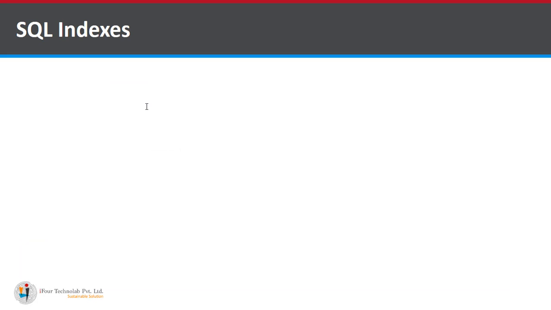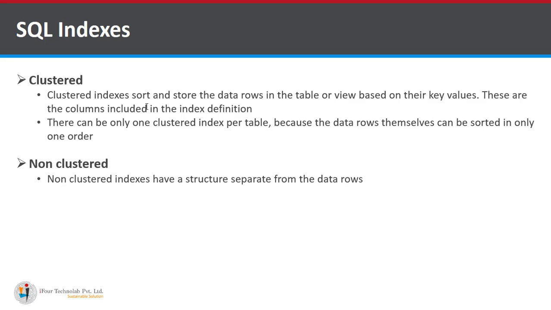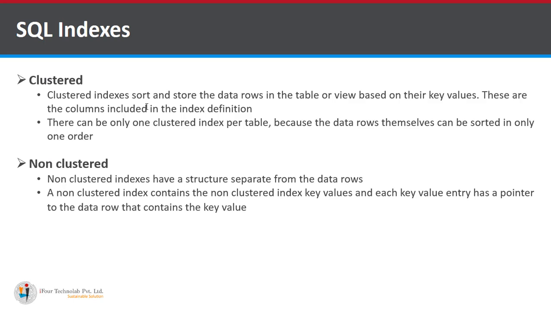Next are SQL indexes. There are two types of indexes, clustered and non-clustered. Clustered indexes sort and store the data rows in a table or a view based on their key values. These are the columns included in the index definition. There can be only one clustered index per table because the data rows themselves can be sorted in only one order. Non-clustered indexes have a structure separate from the data rows. A non-clustered index contains non-clustered index key values, and each key value entry has a pointer to the data row that contains the key value.